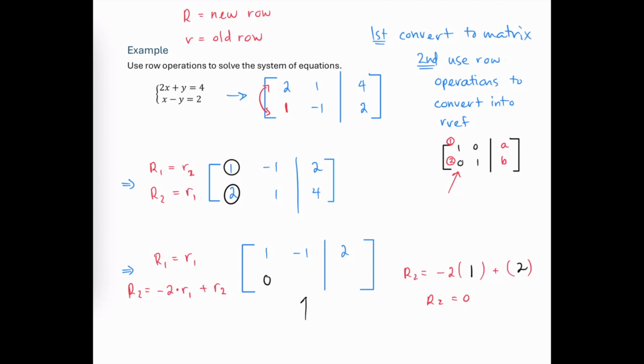So let's see what happens to these other two positions. Now we have to stick with this same row operation, and we're going to use the elements in this second column in order to calculate the value in the second column position. So this new row 2 element is going to be -2 times the element in old row 1, which is -1, plus the element in old row 2, which was +1. So our new row 2 element is going to be +2 plus 1, which is 3.